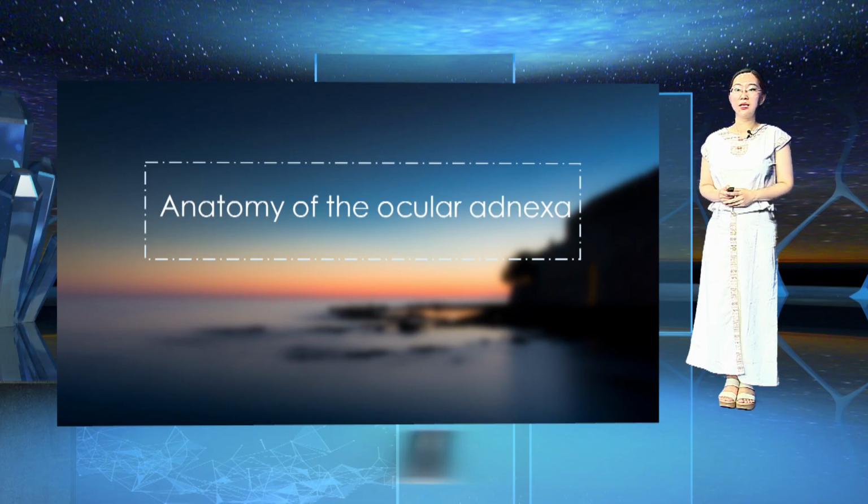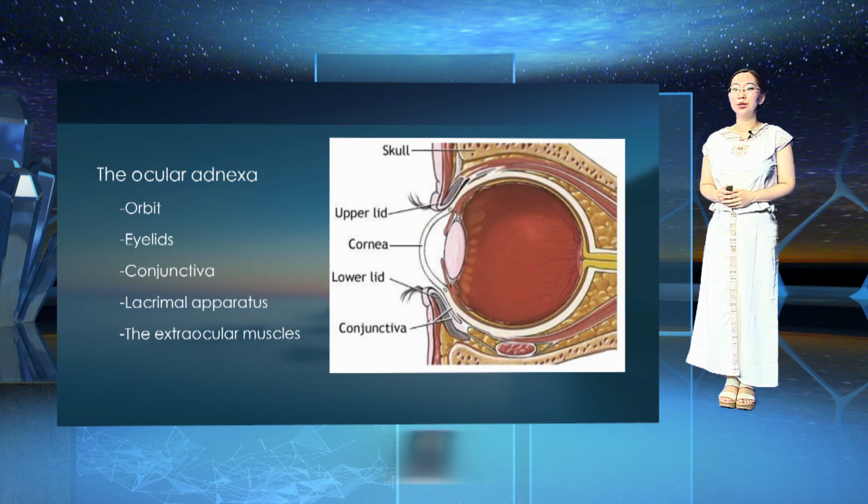In this lesson, we'll learn about the anatomy of the ocular adnexa. We will introduce the anatomy of the ocular adnexa. It includes the orbit, eyelids, conjunctiva, lacrimal apparatus, and the extraocular muscles.